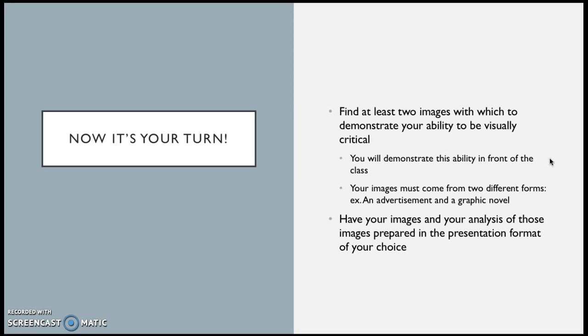For next class, I want you to find at least two images that you can demonstrate your ability to be visually critical with. You'll be demonstrating this ability in front of the class, and I want those two images that you choose to come from two different forms. For example, you can do an advertisement and a graphic novel like I did. I chose an image that was an advertisement and I was visually critical with it, and then I grabbed an image from a graphic novel and was visually critical with that.